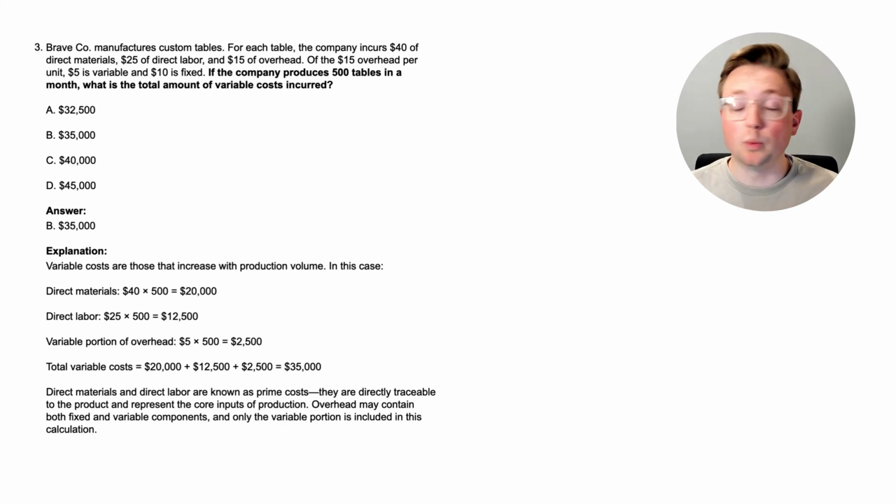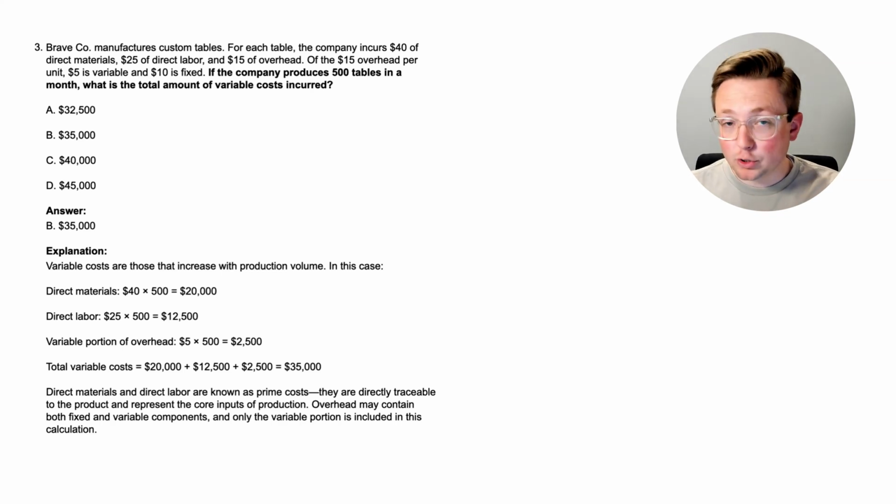Variable costs are those that increase with production volume. So in this case, the direct materials was $40 per unit. You multiply that by 500 tables, and that's $20,000. Direct labor was $25 per table, and that's 500 tables. Multiply that by $25, $12,500. Variable portion of overhead. And this is something that happens sometimes where overhead can be fixed, but some of it can be variable, different things like that. And what I mean by that is rent can be a piece of overhead, and that will probably be fixed most of the time. But then there might be other things like overhead labor that are variable. So that's why overhead can sometimes be fixed or variable. So of the overhead, $5 of it was variable, $5 multiplied by 500 tables, and that's $2,500. So add that all together, $20,000 plus $12,500 plus $2,500 gives you $35,000 of variable costs.